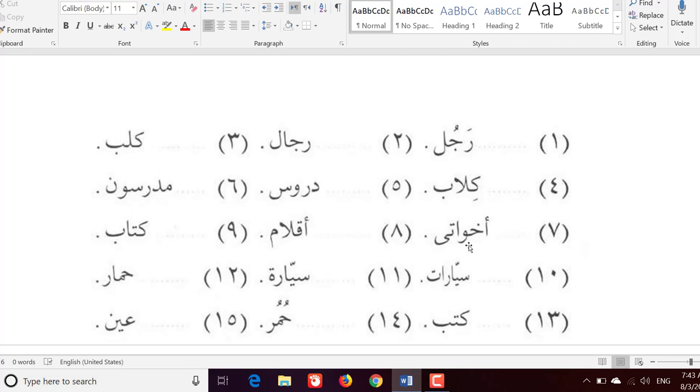This would be haulai because it's feminine, plural, human beings. My sister. These are my sisters. Aqlam. Hadihi, because aqlam is the plural of qalam, but it's non-human, so we use the singular feminine. Kitab. Hadha, because it's singular masculine.